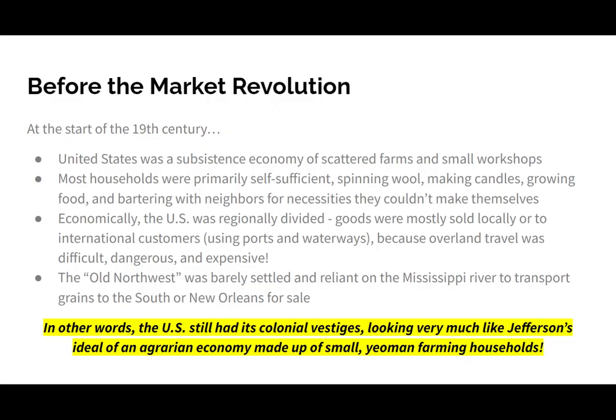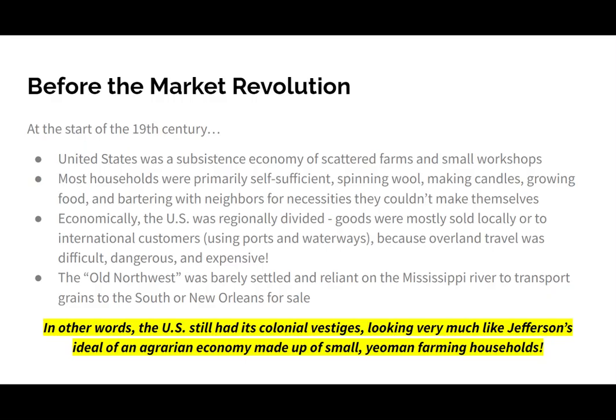They spun their own wool, they made candles, they grew their own food, and the things they couldn't make at home, they typically would barter for with their neighbors, the kind of things that they just couldn't make themselves, or maybe grow or trade locally. So regionally, economically, the U.S. was still pretty divided. Goods were going to be sold mostly locally.